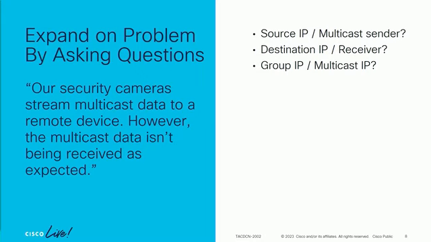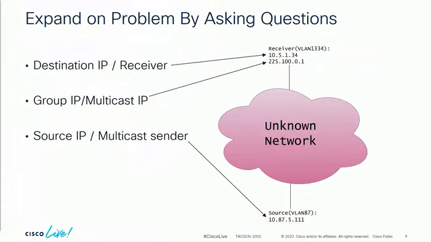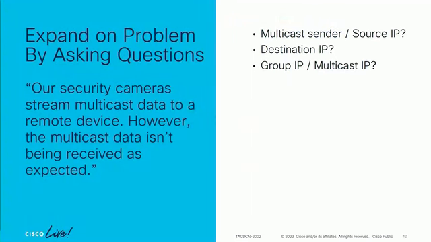That means we need to ask for the source IP, the destination IP, and the group IP for that particular flow. In our example, the source down here would be the video camera, streaming the security camera video to a multicast address, a group IP. And there is a receiver with a destination IP that's going to use IGMP to elect to receive that multicast data. So with the IP addresses of a flow, let's move on to the next question that I would ask.